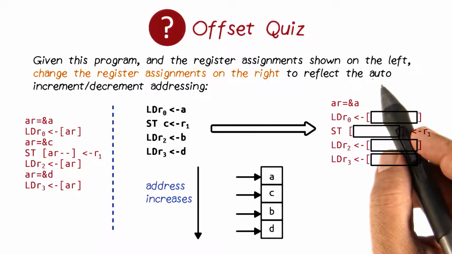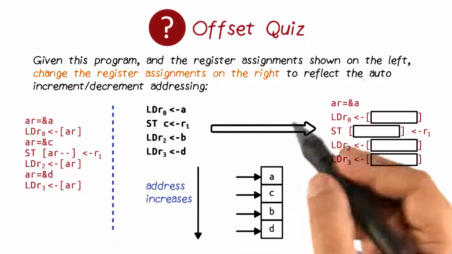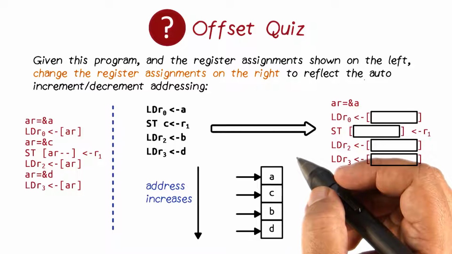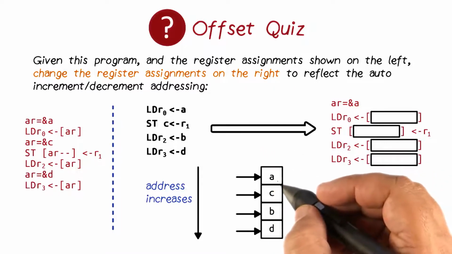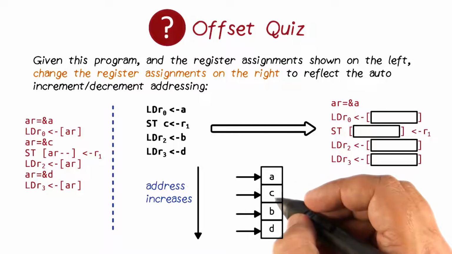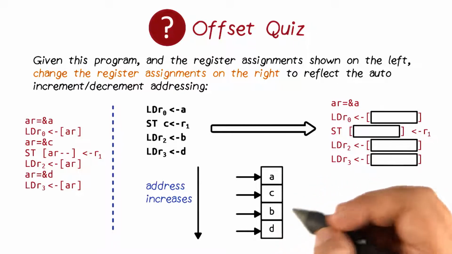I'm going to first explain to you what is going on through this simple program, and then we are going to do this simple quiz using the right hand side. So what we have here in the stack is different variables which are arranged such that first is A, second is C, third is B, and fourth is D.